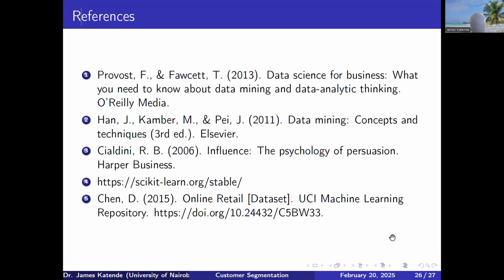These are some of the references you can use to read further. Number 4 is the scikit-learn documentation. And number 5 is the source of this data. The data came from the University of California, I think it's usually Irvine, machine learning repository. You can access it and download it. The data is not mine. It's publicly available from this repository. You can access it and play around with it.